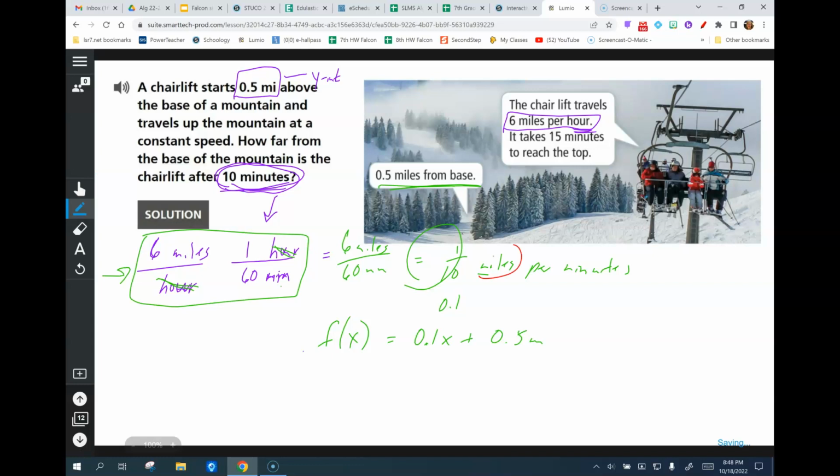So this is miles per minute. So that is accurate because that's in miles per minute. And this is in miles. So you wouldn't have that 0.5. Whoops. You'd have 0.05. Okay, and there's your function.